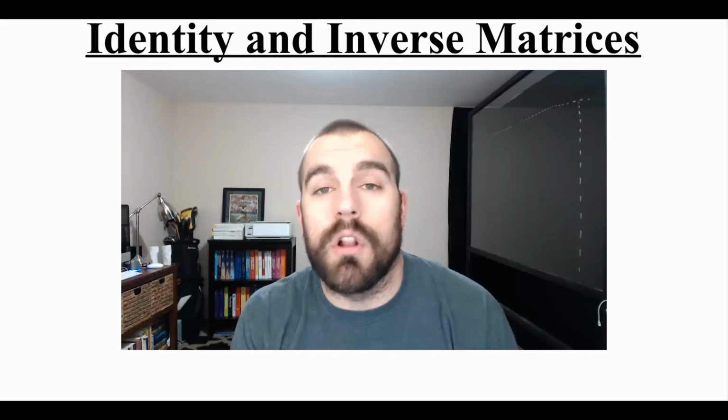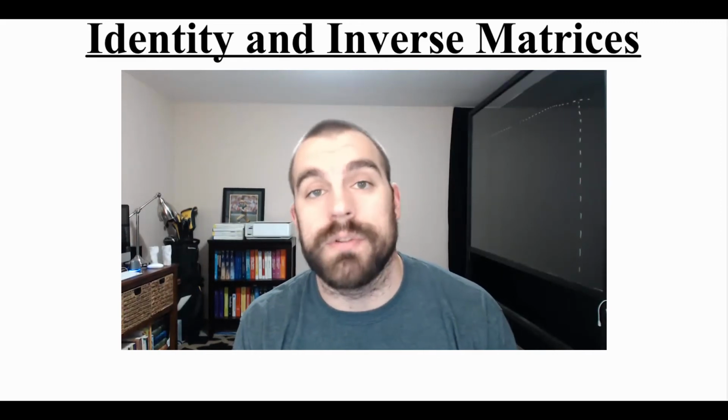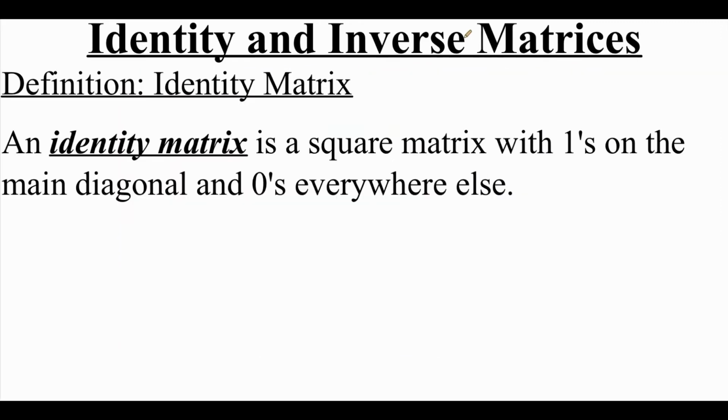In this video, we're going to look at identity and inverse matrices. So an identity matrix is a square matrix that has ones along its main diagonal and zeros everywhere else. So for example, if we were to look at a 2 by 2 identity matrix, we would have ones on this main diagonal and zeros in those other entries.